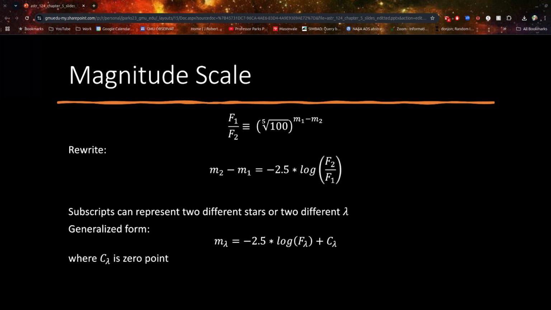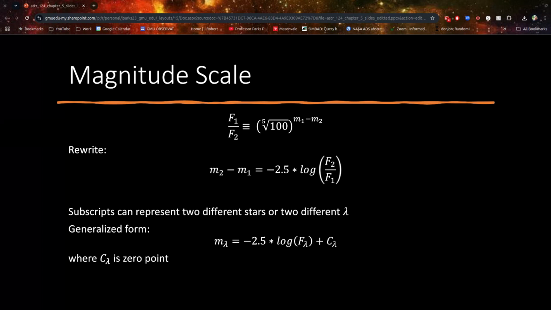So again, the magnitude scale as defined by Pogson states that the flux of one star relative to the flux of a second star is defined as the fifth root of 100 raised to the power of the magnitude of the second star minus the magnitude of the first. And so you can rewrite that in the following way. M2 minus M1 equals negative 2.5 log of F2 over F1.